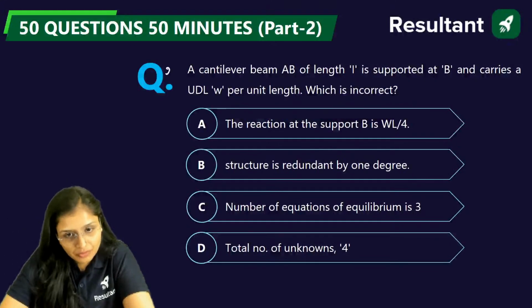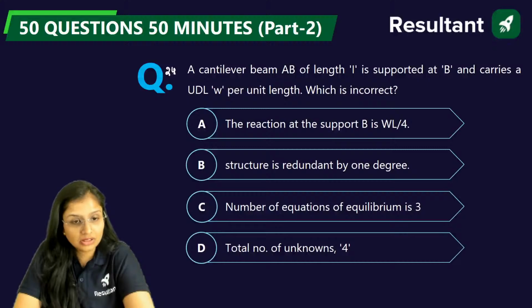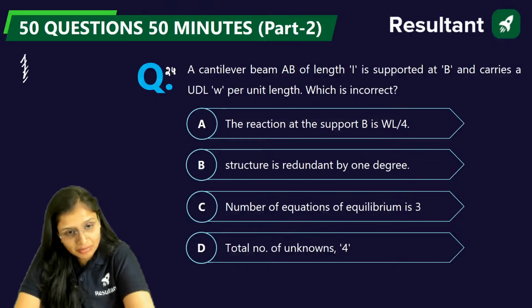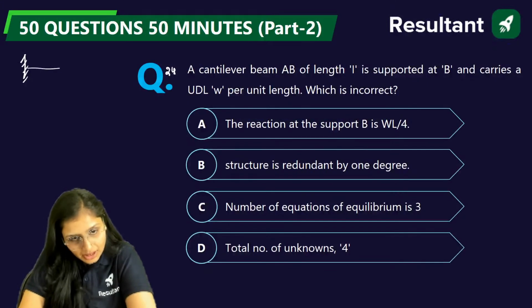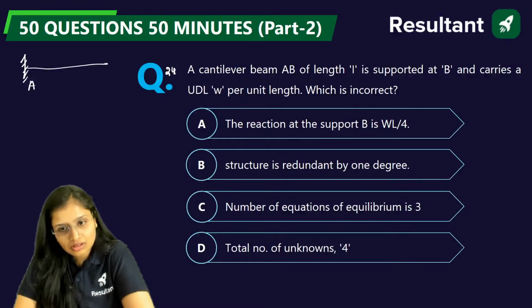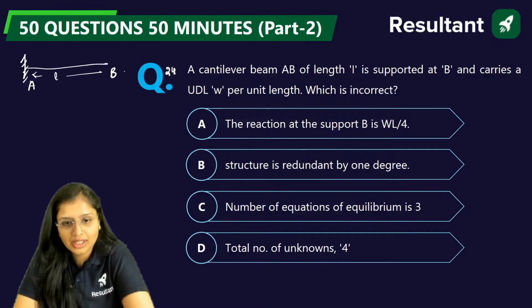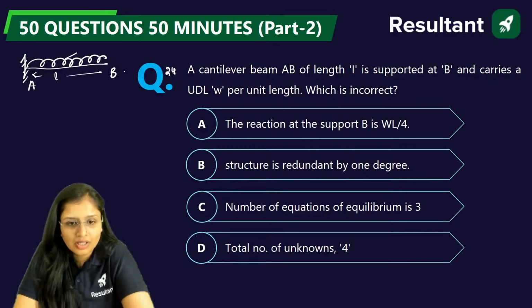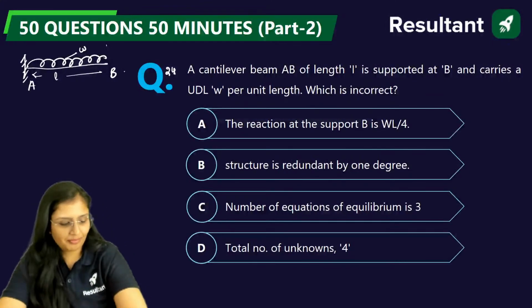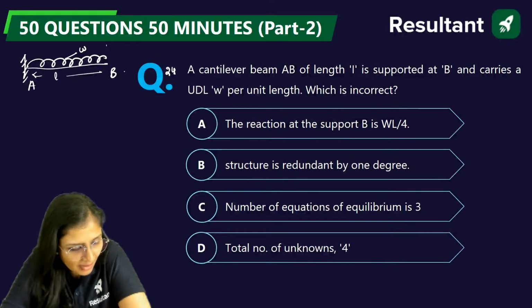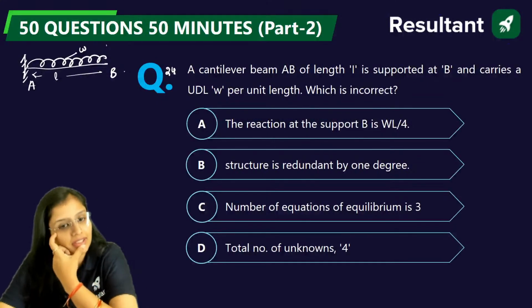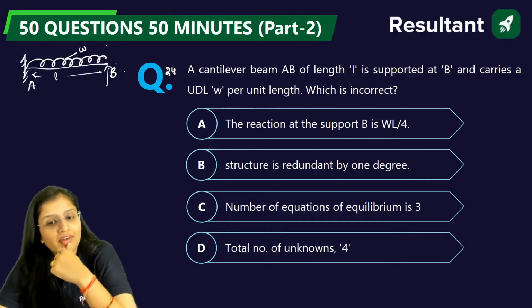Question number 24. Now look, this is a good question. A cantilever beam AB of length L, supported at B, carries a UDL of W. Now, which is the incorrect one? You have to tell me that. Come on guys, here it is simply supported. Which is the incorrect one?